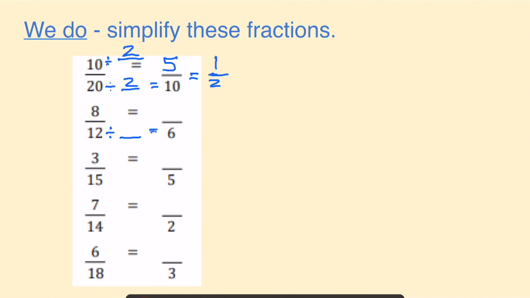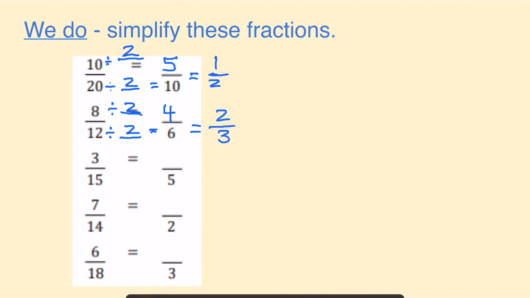So, and then I'm going to do the same thing up the top to the numerator. 12 divided by 2 is going to give me 6. So I'm also going to divide 8 divided by 2 to give me 4. 4/6. I could even simplify that further down into 2/3.